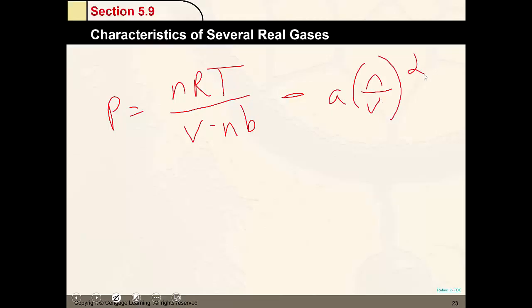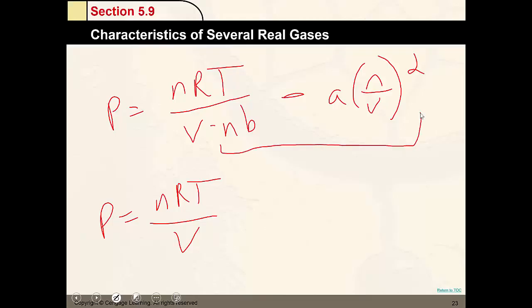So this is why we use the van der Waals equation, whereas if we're just solving for pressure with the ideal gas law, it's nRT over V, because here we have to correct for both the volume of the actual molecule and then how it affects the pressure, the fact that those molecules are attracted to each other.